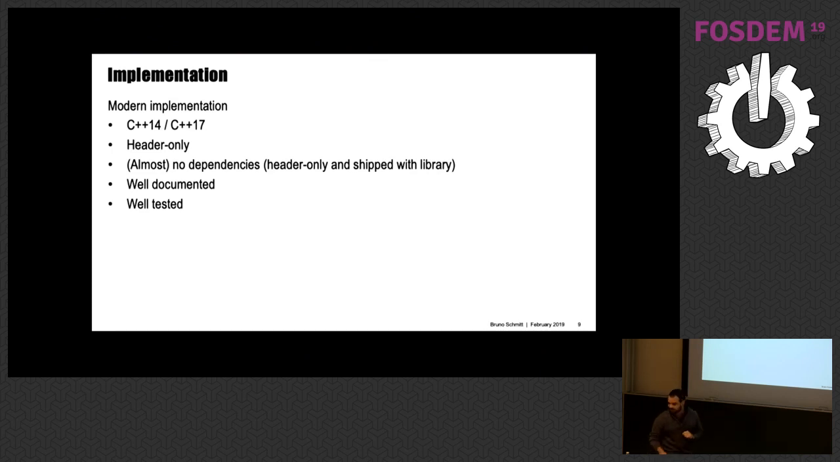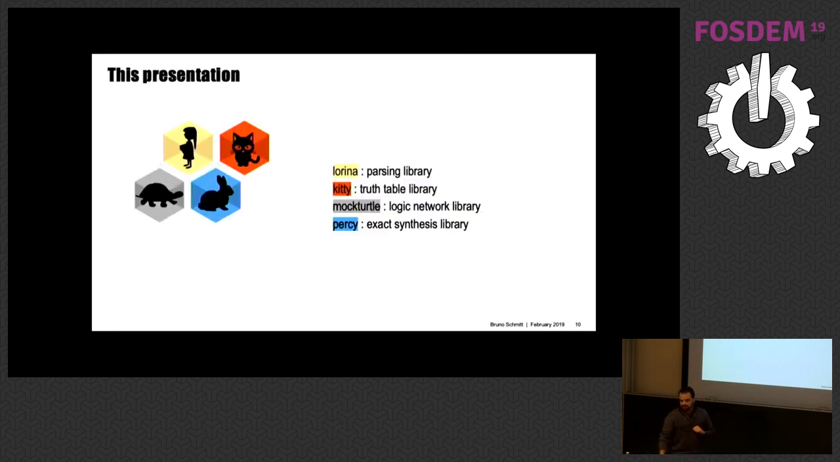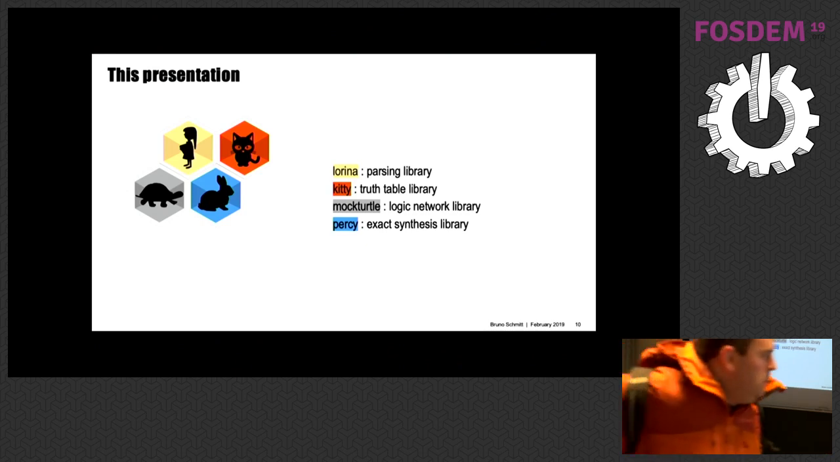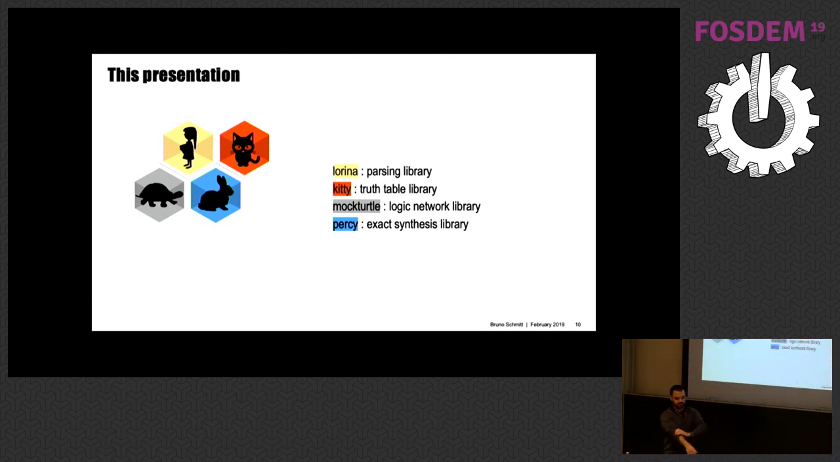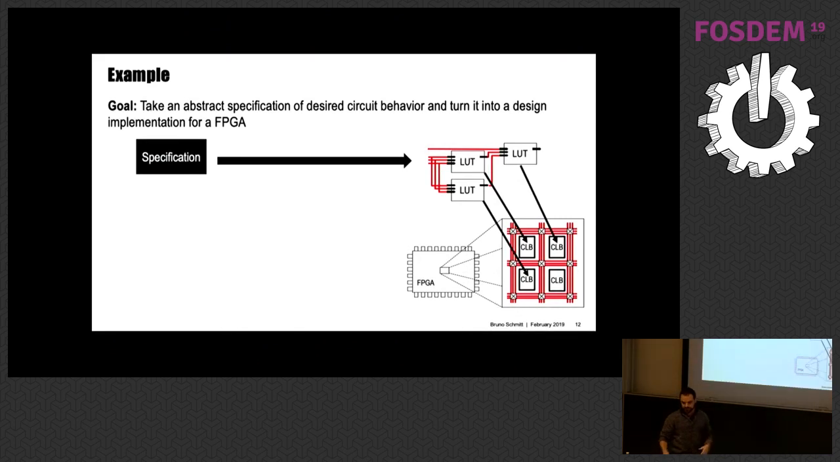It's a hard thing. So for this presentation, because of the time limit, I will only focus on these four libraries and show you how you can compose them to go from a specification to LUT mapping that can then be given to place and route and then put on an FPGA. So let's move on to the example.